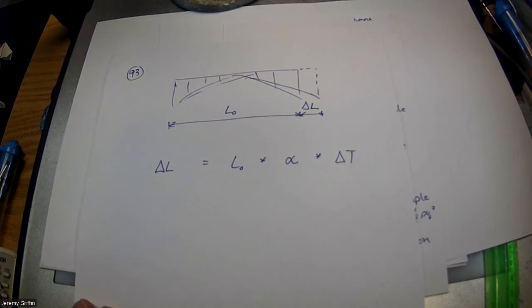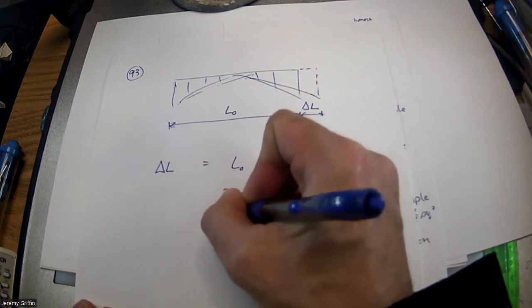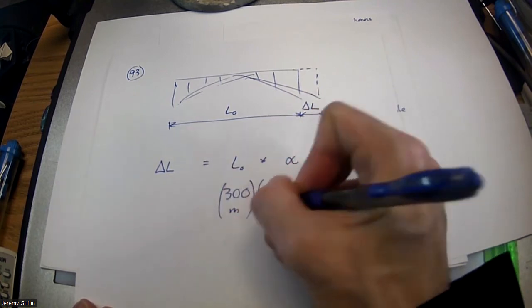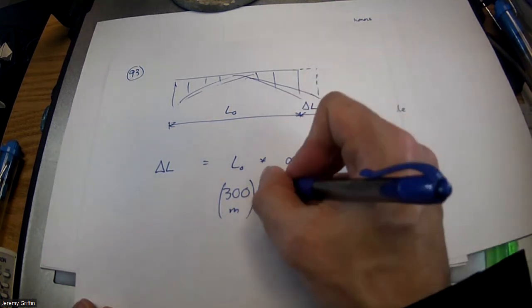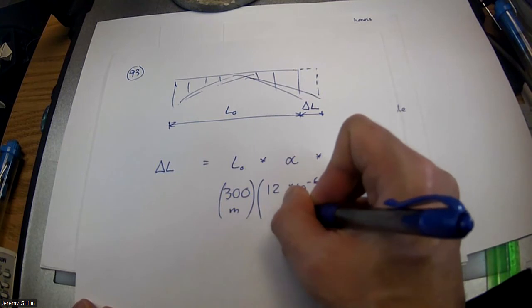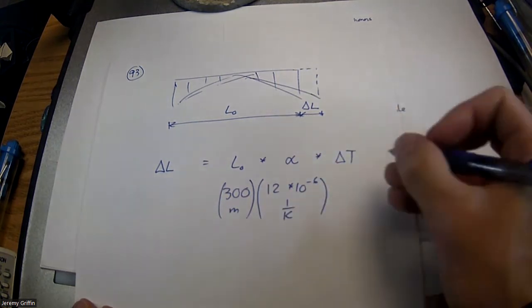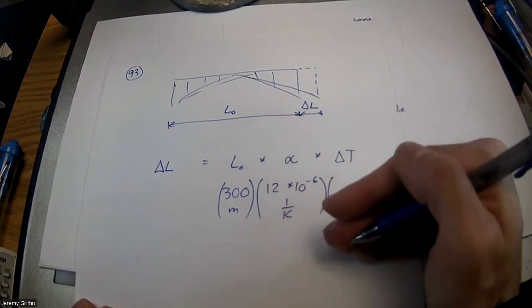So I told you the original length of the bridge. Mine was 300 meters long. I told you the coefficient of thermal expansion for steel, since this is a steel bridge. That's 12 times 10 to the -6, and the unit for that is per kelvin, 1/K. And then the temperature change. Well, I went from 5 degrees to 30 degrees.